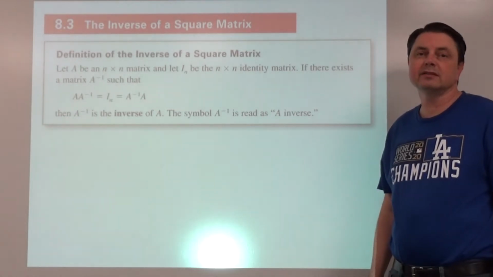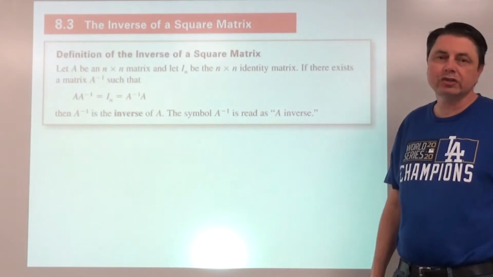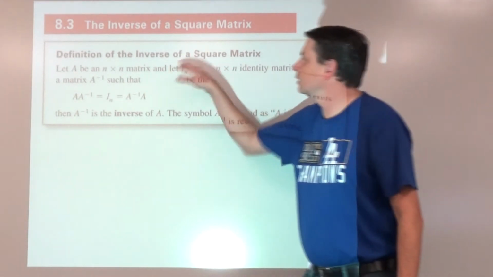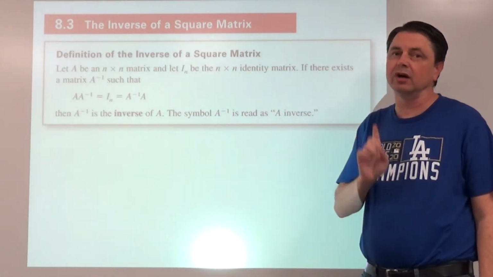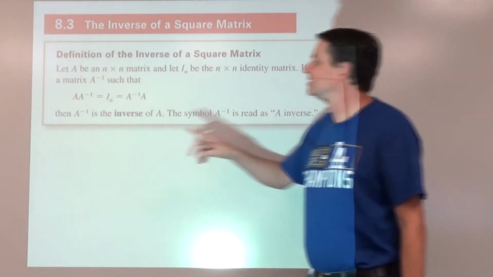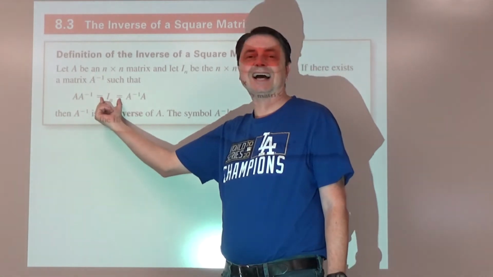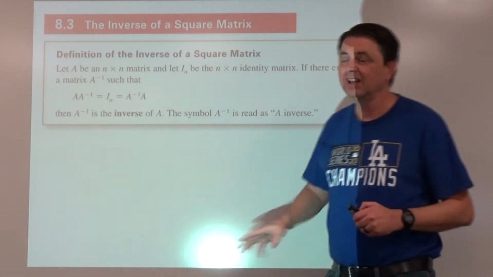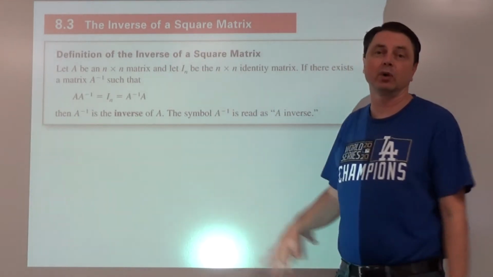Welcome to Hartman Math. This is lesson 8.3, where we're going to find the inverse of a square matrix. So the definition of an inverse to a square matrix, and we can only find an inverse to a square matrix, is one such that when we multiply the two matrices, we get the identity matrix, which would be a square matrix with ones on the diagonal here, zeros everywhere else.